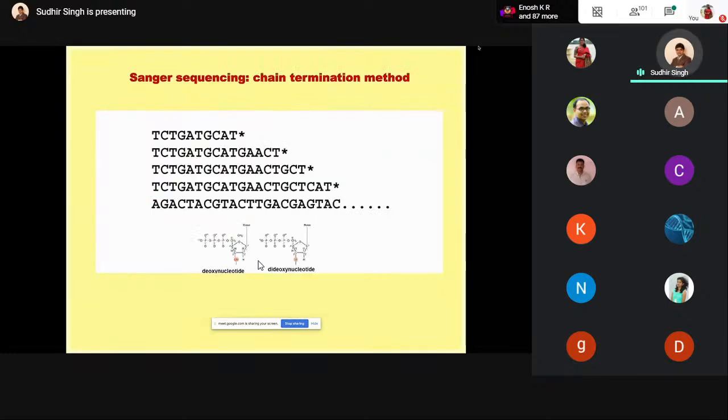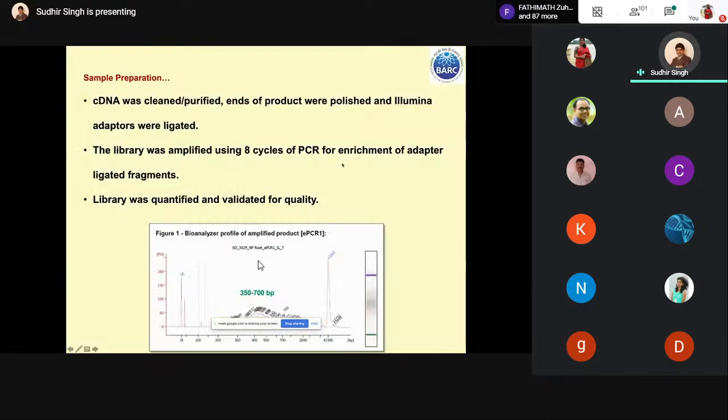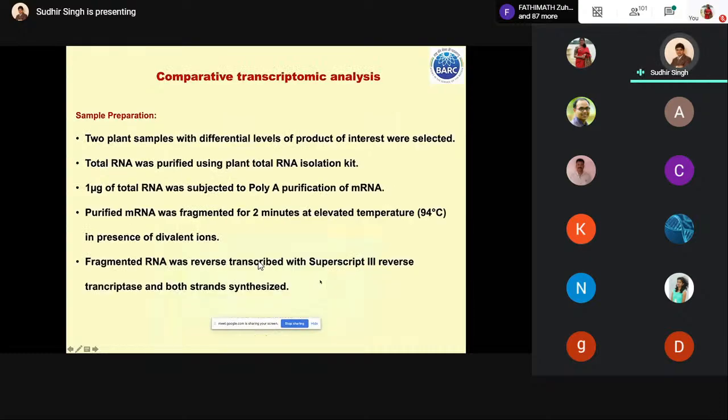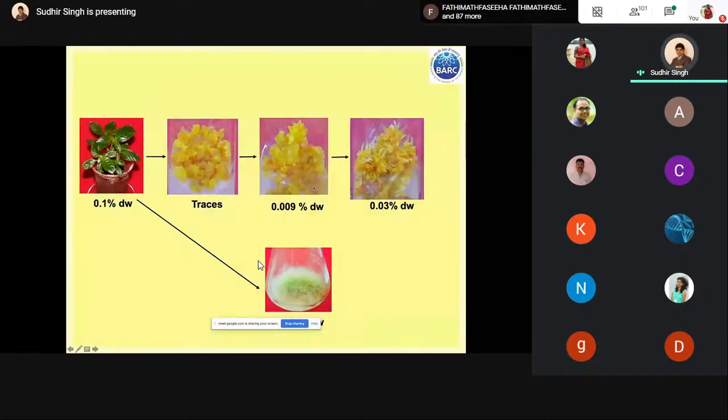So going back, what we did is we isolated the total RNA from this sample.